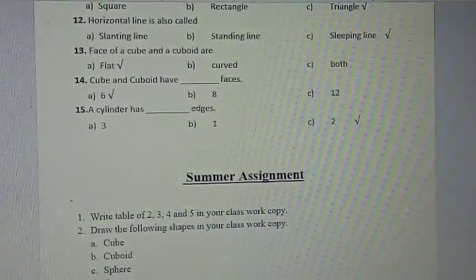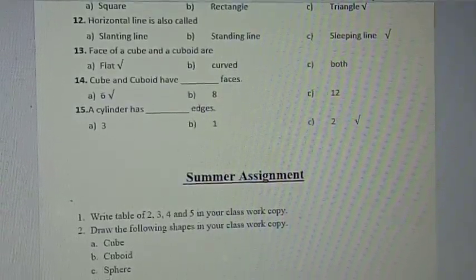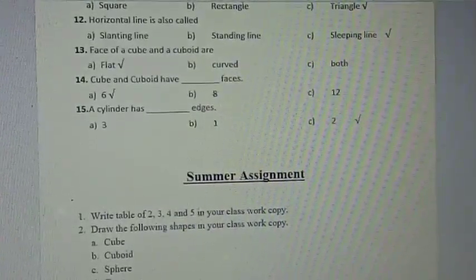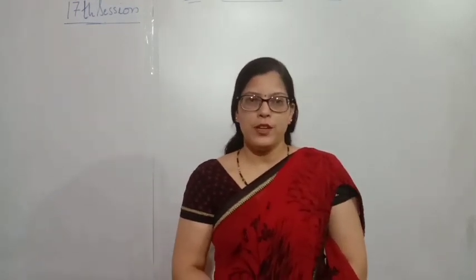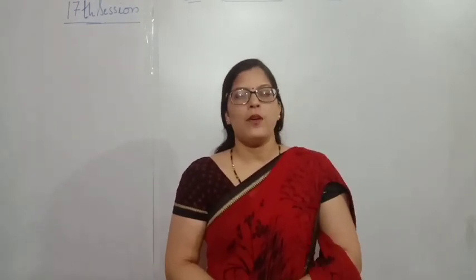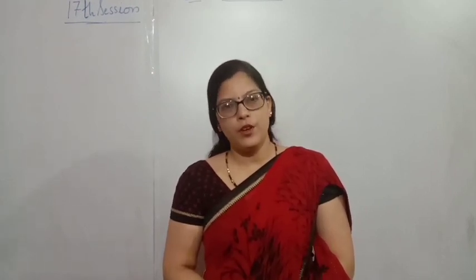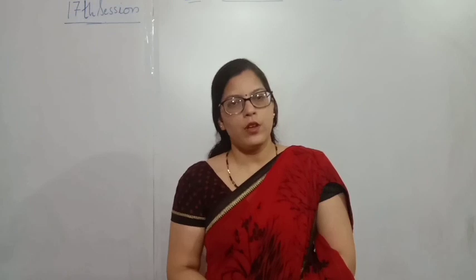So I hope all these things are clear to you. Here we complete our first semester portion. Now what you have to do is download the work from our school's website, complete it in your copy, complete your bookwork also, and learn tables which have been given to write in summer assignments. Okay, what are the tables given? Table of 2, 3, 4 and 5. Learn how to draw plane shapes and solid shapes.